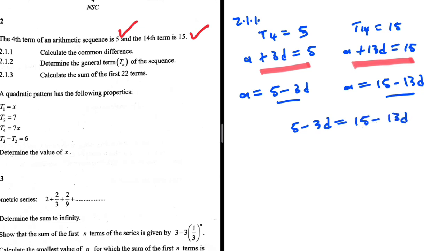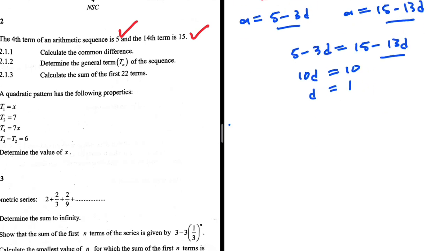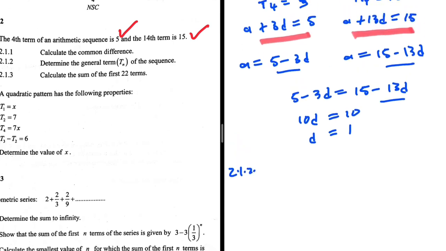Let's take minus 13d to the left hand side. We're going to get plus 10d. Minus 3 plus 13. This is equal to 15 minus 5, which is 10. It should be easy to see that d is equal to 1. There we go, 2.1.1. Let's take a look at 2.1.2. Determine the general term of the sequence.